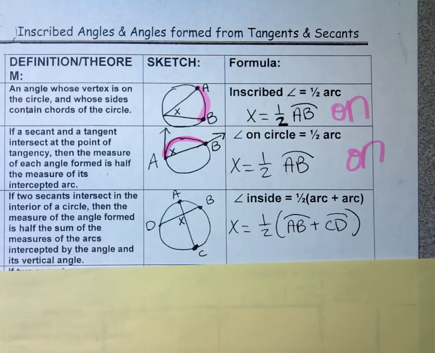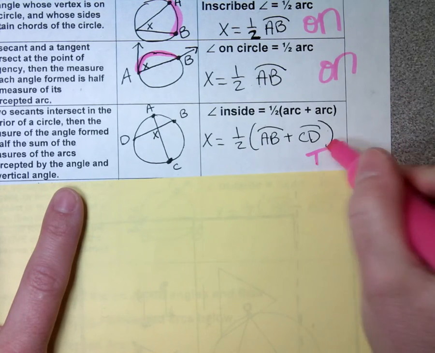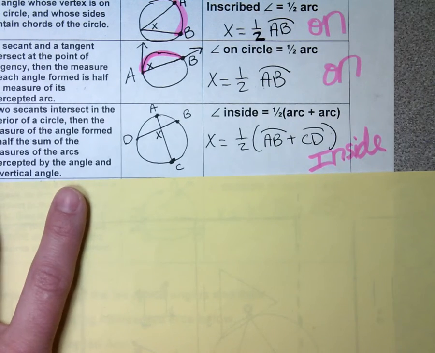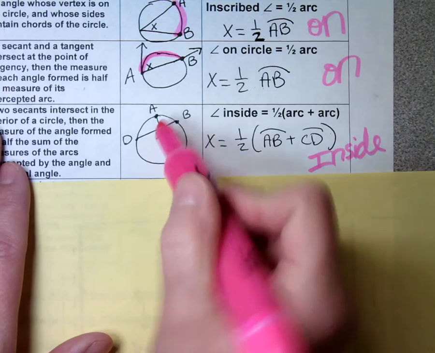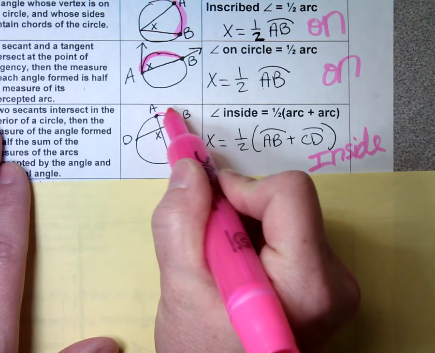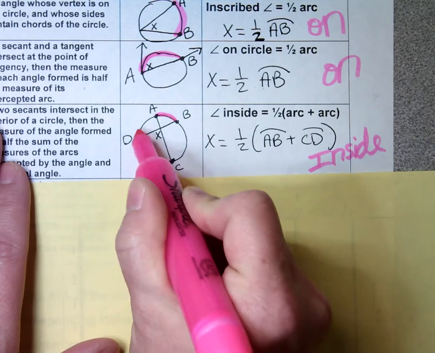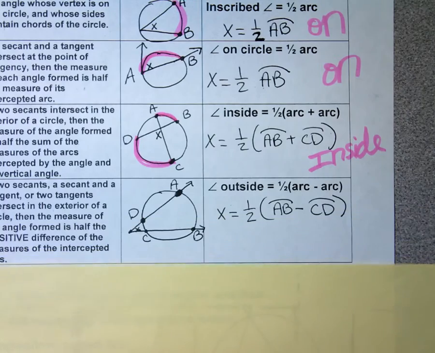Okay, looking at this one, do you see how the angle is inside? So we're going to focus on inside. If the angle is inside, we take half of the arc plus the arc. So if I want to figure out what angle X is, I need to figure out half of arc AB plus arc CD. And we're going to practice a bunch of these in a little bit.